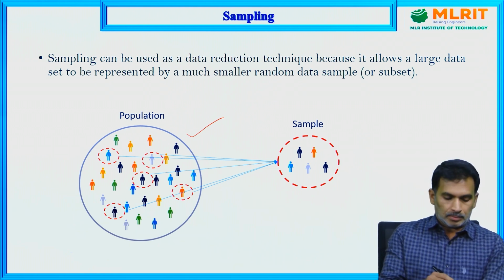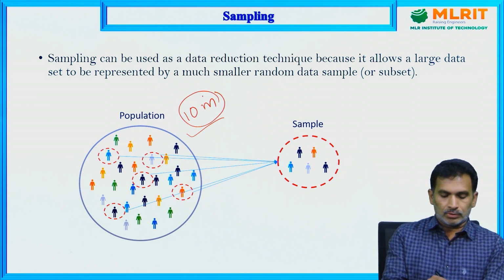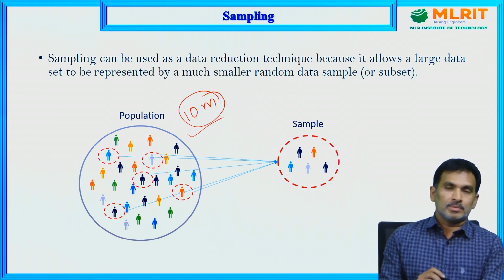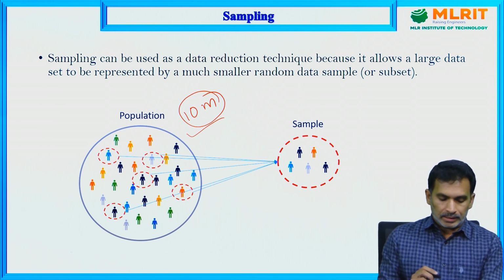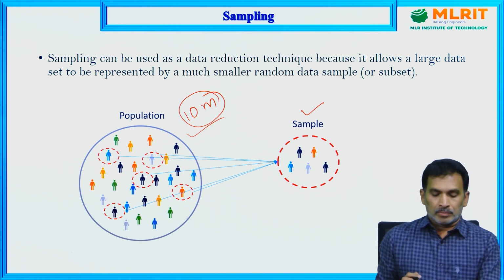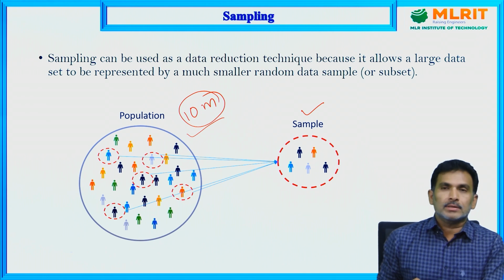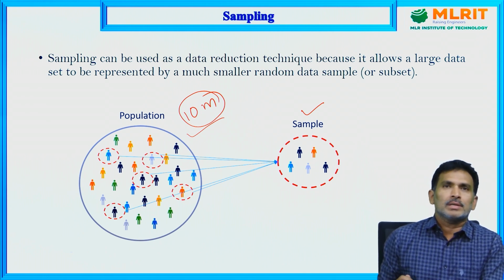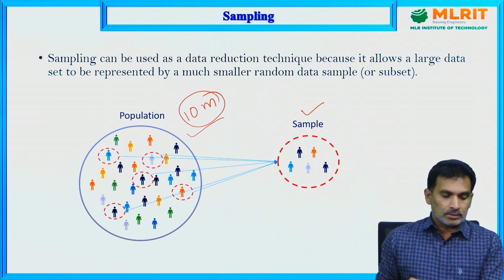Suppose there are 10 million people in the population; it would be infeasible to collect data from all 10 million. So in that case, we go for a subset of the population, and that is referred to as a sample. Here we are going to discuss how sampling is done, the different ways of sampling, some real-time use cases where sampling is used, and also data cube aggregation.